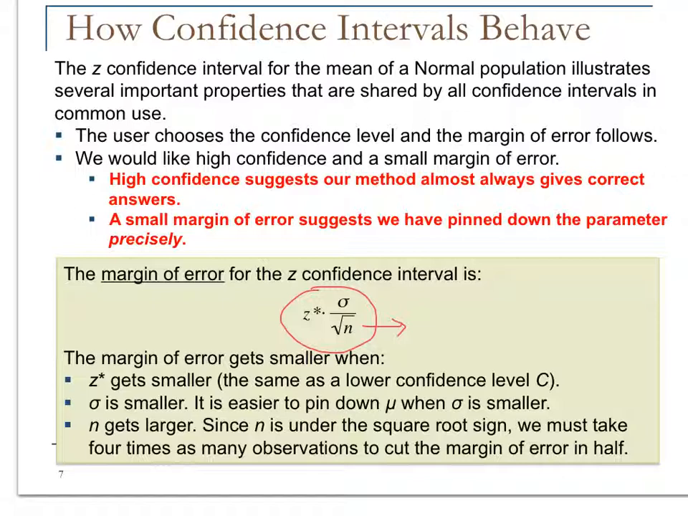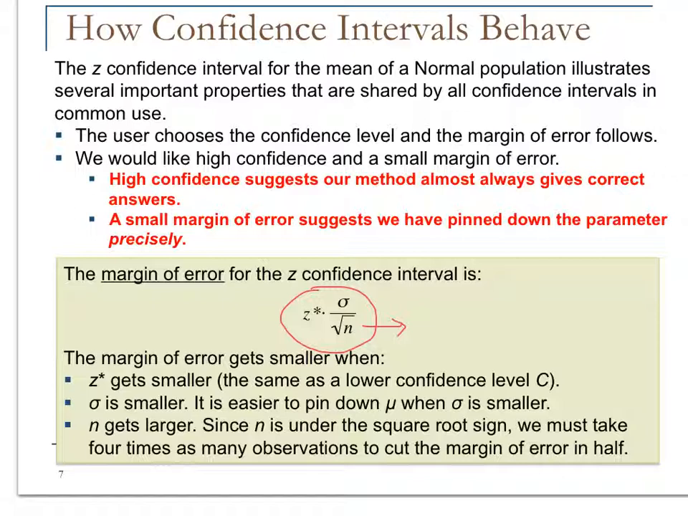So here you can see as n gets larger, as your sample size gets larger, it really reduces your margin of error, right? And ideally you want that margin of error to be small because it tells you that you have really narrowed down your parameter precisely.